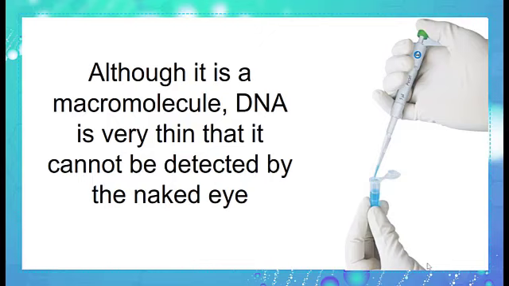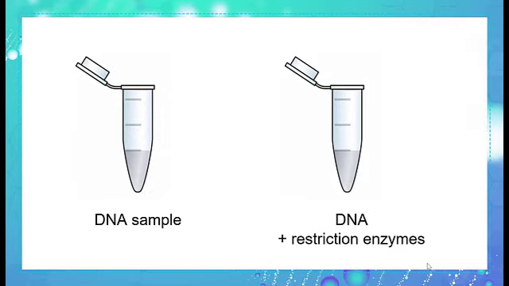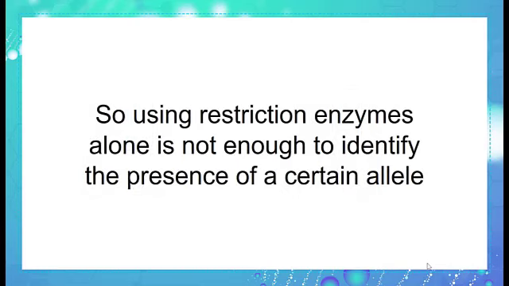So, smaller fragments cannot be detected with your eyes. Now, if you place a DNA sample in a vial and then add a restriction enzyme to it, you will not notice any difference. Although you know that restriction fragments are obtained in the vial, you cannot see these fragments with your naked eyes. So, using restriction enzymes alone is not enough to identify the presence of a certain allele.